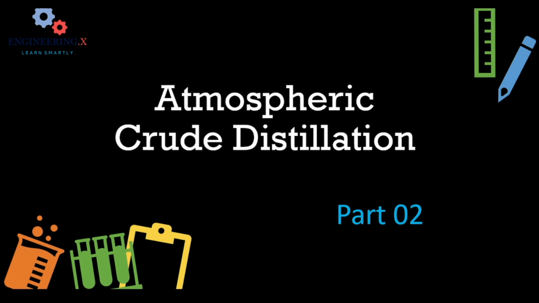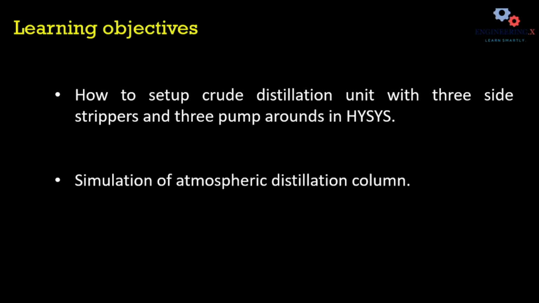This is the second part of the series Atmospheric Crude Distillation. In the first part, we learned how to create a petroleum assay from different crude oils, and in this part, our main objective is to set up the crude distillation unit with the three side strippers and three pump arounds in HYSYS, and similarly we will simulate the atmospheric distillation column.